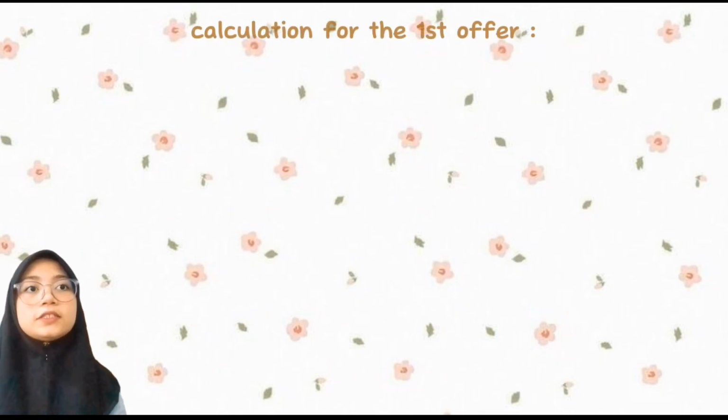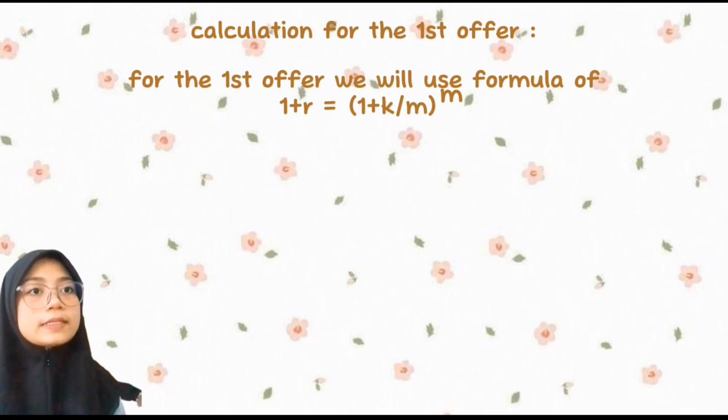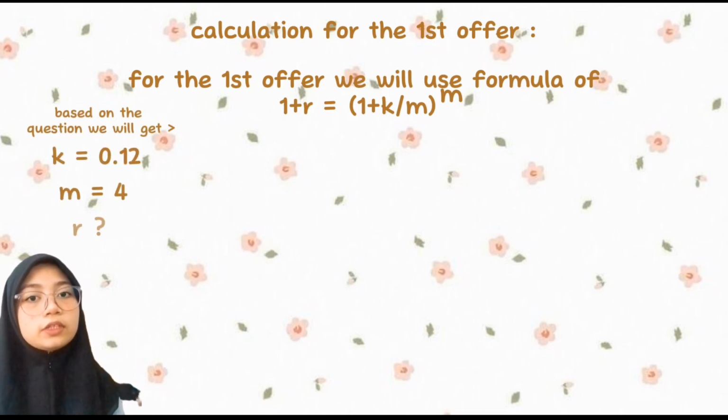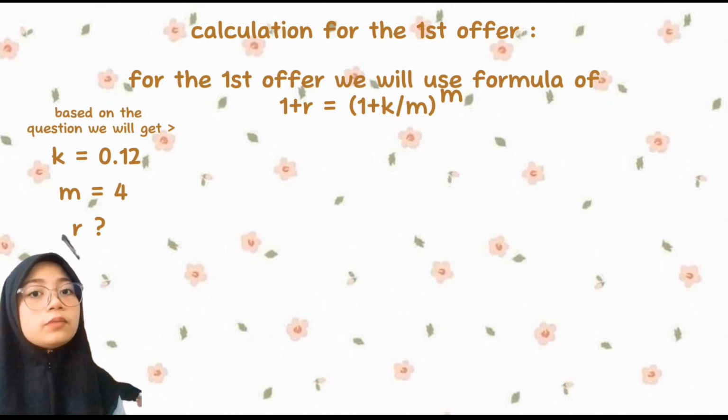This is the calculation for the first offer. For the first offer, we will use the formula 1 + r equals (1 + k/m)^m, and based on the question we get some information, which is k equals 0.12, m equals 4, and there is no r, so we are going to calculate for r. Back to the formula, 1 + r equals (1 + k/m)^m. We are just going to move 1 to the right side and apply all the information we get from the question into the formula.